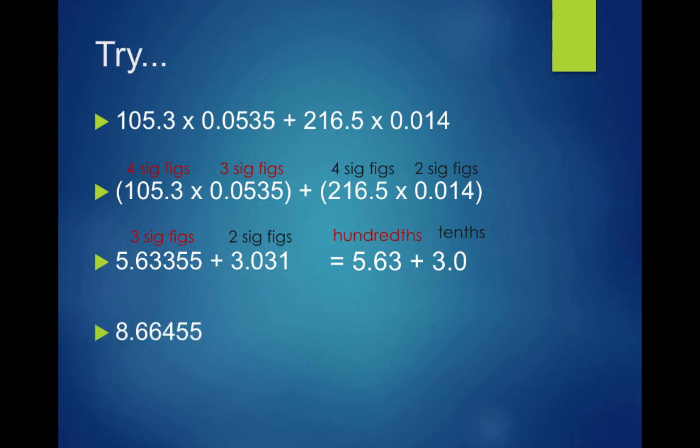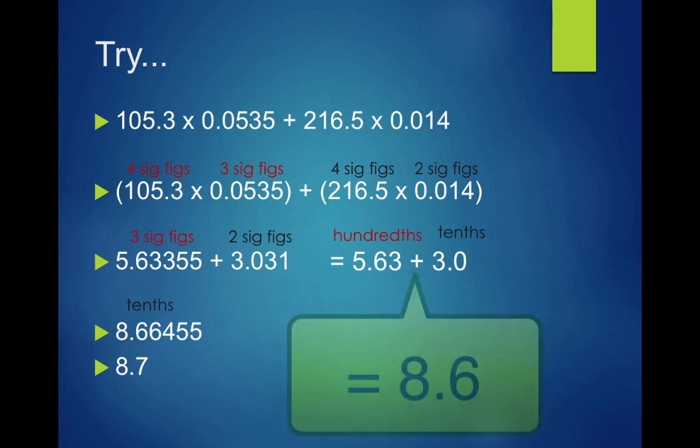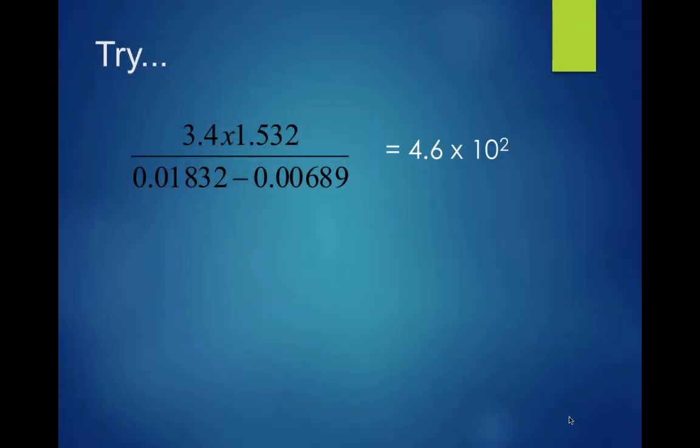When we add 5.63355 with 3.031, our sum works out to be 8.66455. Remembering our sig fig rules for addition, we must round to our least precise value, which would be 3.0, which is the tenths. Our final answer is 8.7. Please note that we only round at the very end. We must keep track of our rounding rules during the whole process to ensure that we get the proper answer. If we would have rounded during each stage, then our answer would have been 5.63 plus 3.0, making 8.63, 4.6 times 10 to the 2.